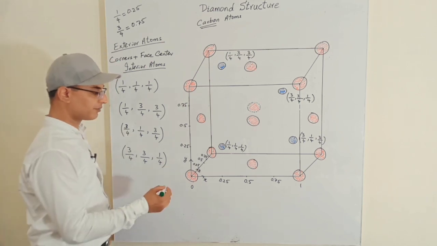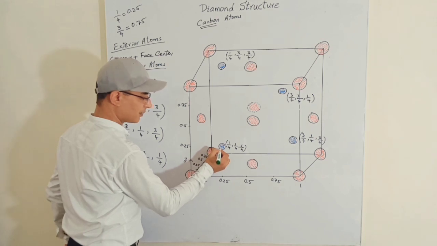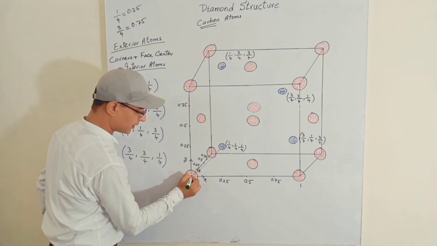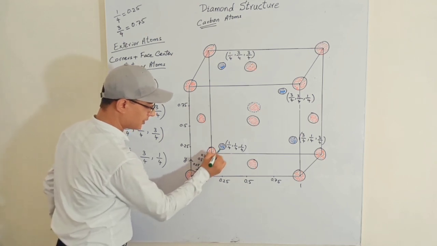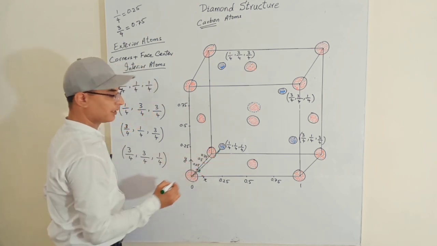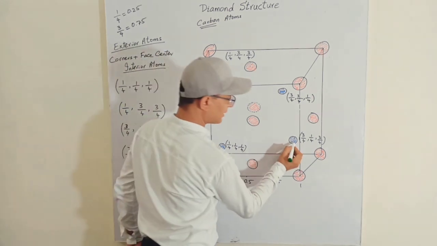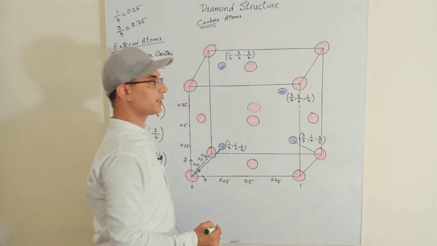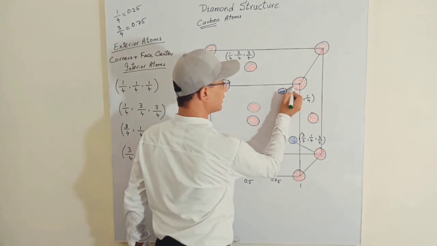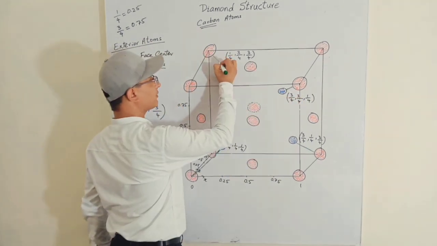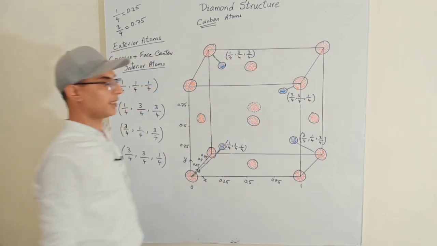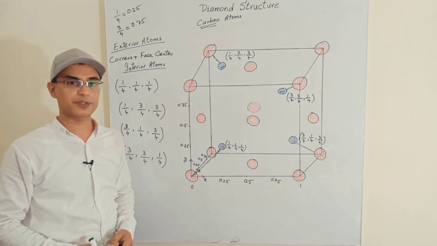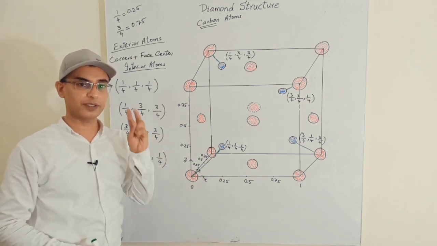So the nearest atom for this position is at this corner first, which I'll color it in green. And for this one is along this corner, which this atom is very close to it. And for this one, this corner. And for the above, this corner. We got the positions for the nearest corners of the interior carbon atoms. They have made one bond. Now there are 3 remaining.